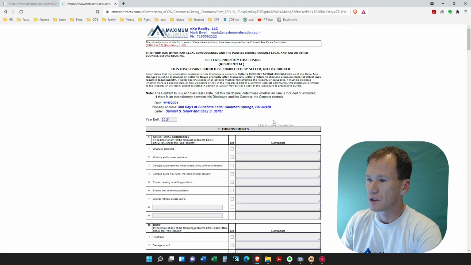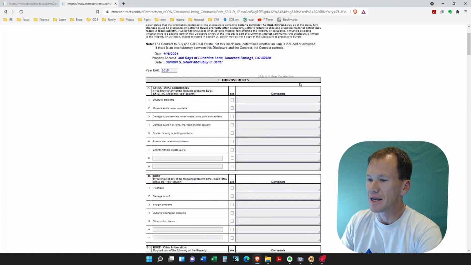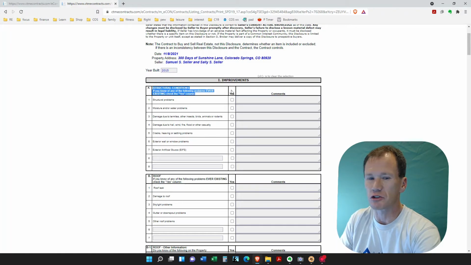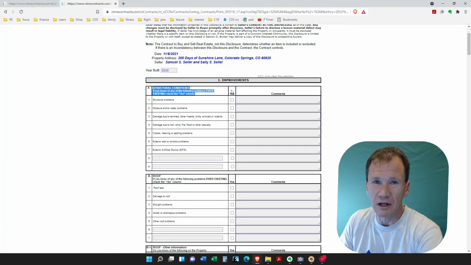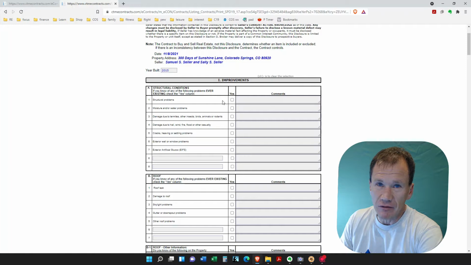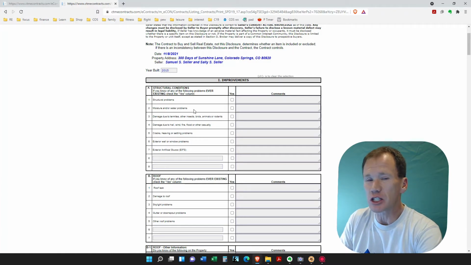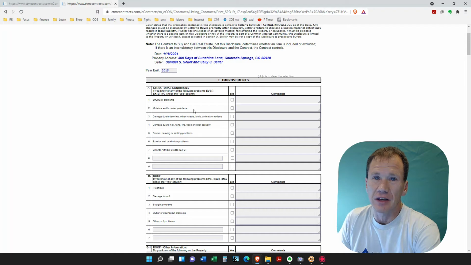So looking here, the important thing to understand is the very top question on each section. This first section under improvements, section A, is on structural conditions. The question is, if you know of any of the following problems ever existing, in this case it's ever existing, you're going to check the yes column. So if there have ever been any structural problems, even if they've been fixed, you will check yes. If there have ever been any moisture or water problems, what's a moisture or water problem? It's not super clearly defined.